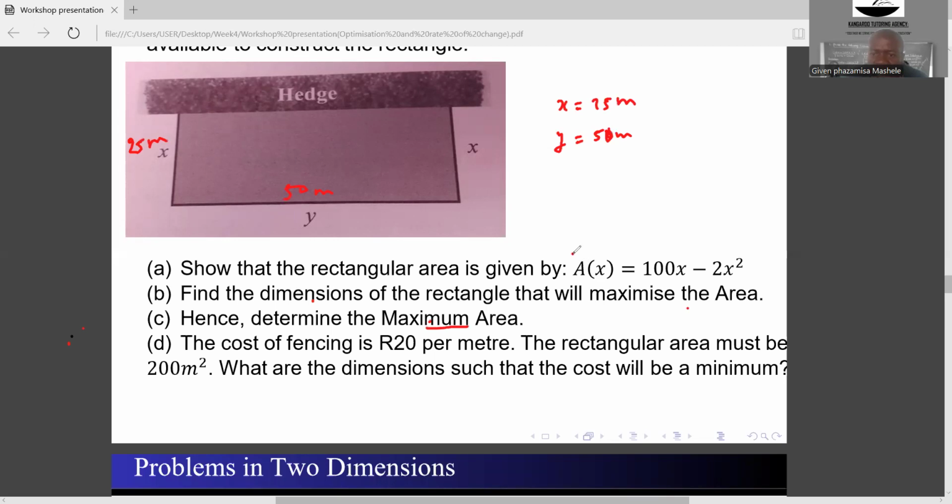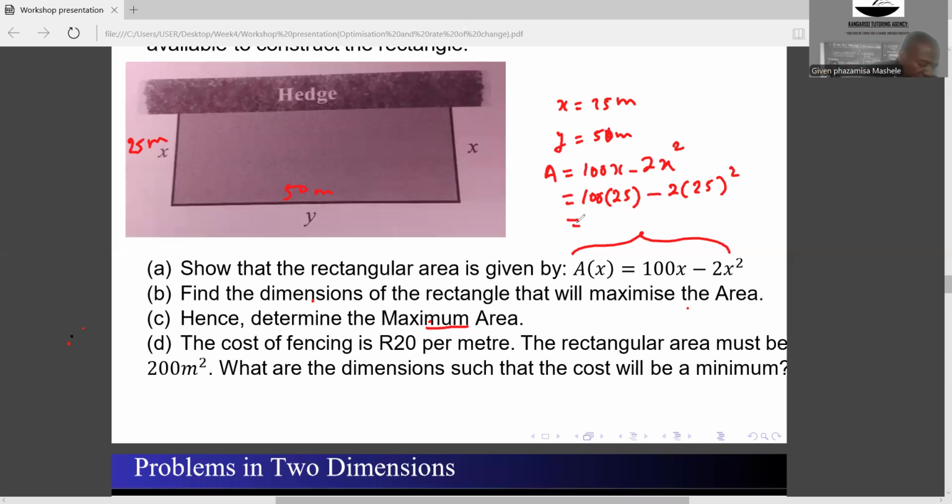So what we can do, we can take the area of this shape in terms of x. We say the area is 100x minus 2x squared. Then where there is x, we substitute x by 25. I apologize. This will give us an area of 100 into 25 minus 2 into 25 squared. Then the area becomes 1,250 squared.